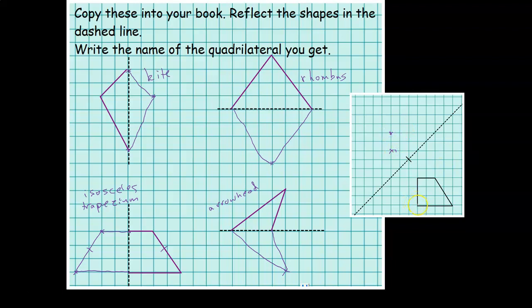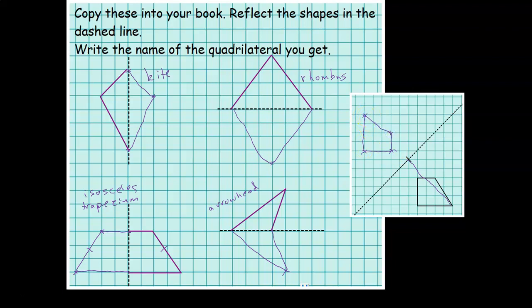This vector is negative 3, 3. So on the other side, it's going to be 3, negative 3. And this vector here, if we have a look, goes all the way through there. So that gives me negative 5, 5. So on the other side, it's going to be 5, negative 5. And these shapes are both trapeziums.